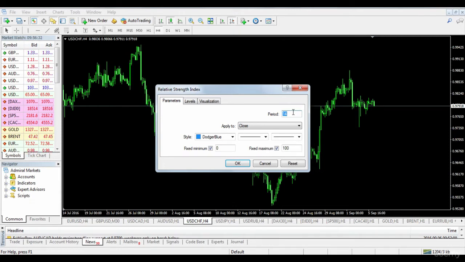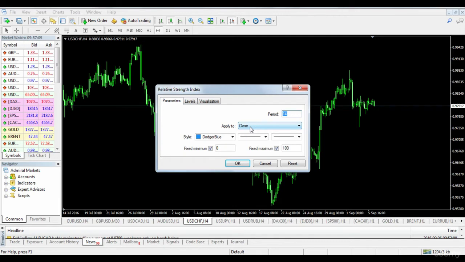We said that traders besides this period of 14 use the periods of 9 and 25. The difference between the numbers of periods is that the RSI with fewer periods, such as RSI 9, is more sensitive compared to the RSI 14 or RSI 25, and therefore provides more signals for buying and selling. RSI with fewer periods is generally used by traders who prefer a scalping strategy. We will leave a number of 14 periods.